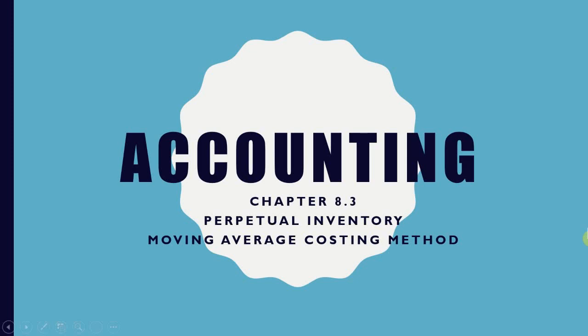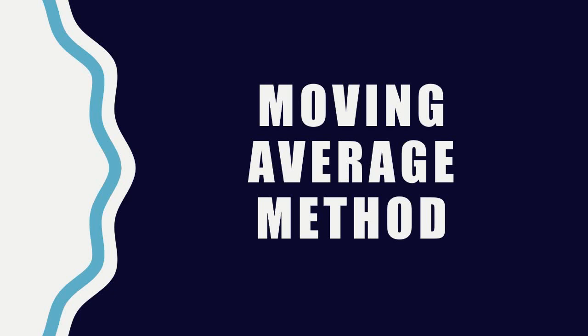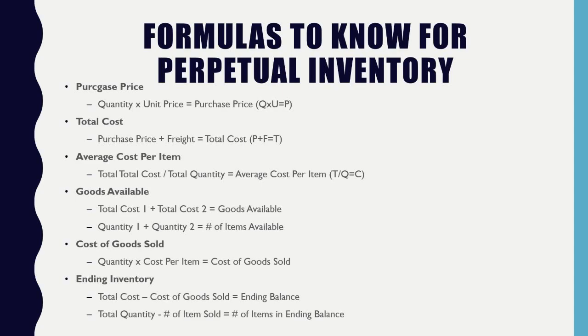All right, so here we're going to be taking a look at the very last section, which is going to be moving average. So this is the last costing method, and to me, I believe this one is the fairly easiest one of them all. So moving average.